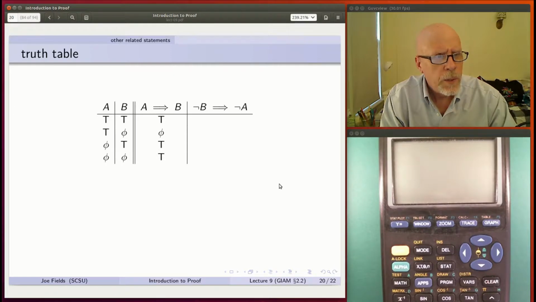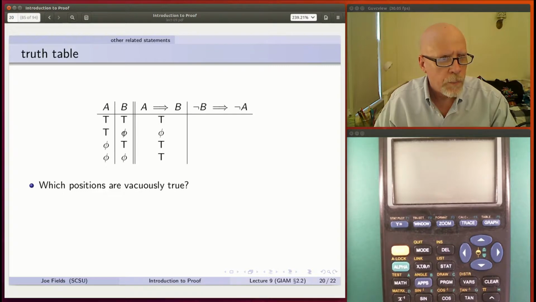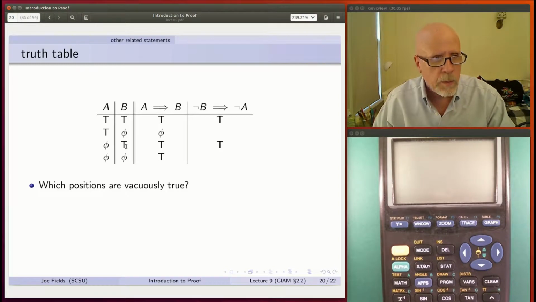Okay, so here's the truth table. We already know what the truth table is going to look like. I've already described this, but let's see how this goes. Which positions are vacuously true in the contrapositive one? Not B implies not A. The vacuous truth happens when not B is false, right? But that happens when B is true. So I'd say it's rows 1 and 3. Reveal 1 and 3. Cool.